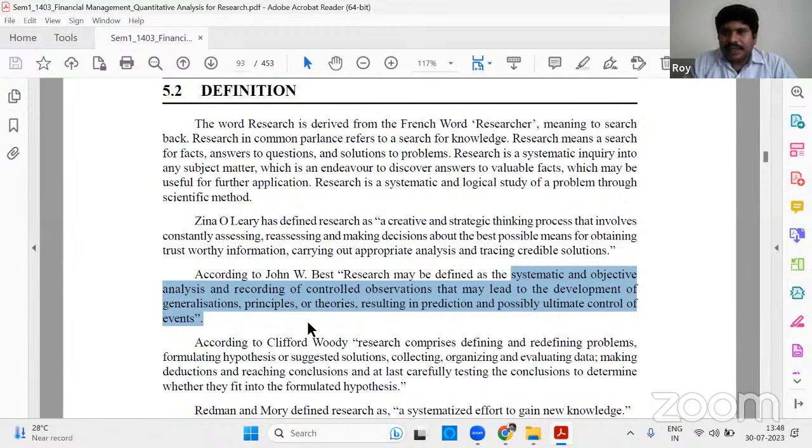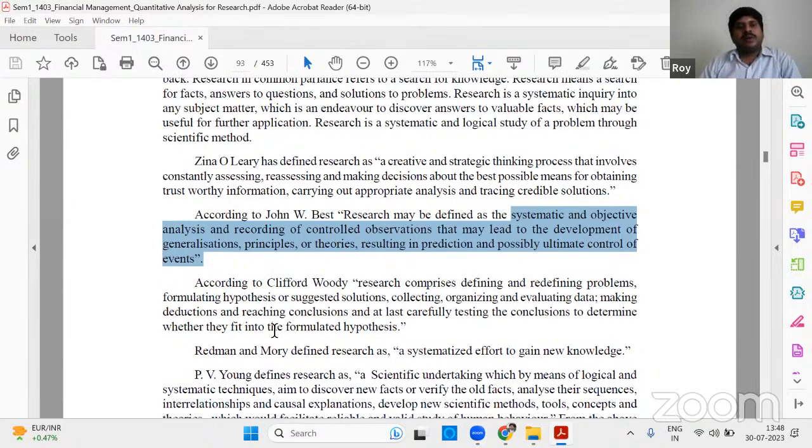Theories came because they did the research. Finally, I'm also doing my PhD. I'm doing research work now. After doing the research, studying it, analyzing it, and understanding it, I will give a solution for a problem which exists in society. Right? Unless I go in a systematic way, in a proper way, I cannot bring out anything. It comprises defining and redefining the problem, formulating hypotheses, suggesting solutions, collecting, organizing, and evaluating data. All the things will be there.